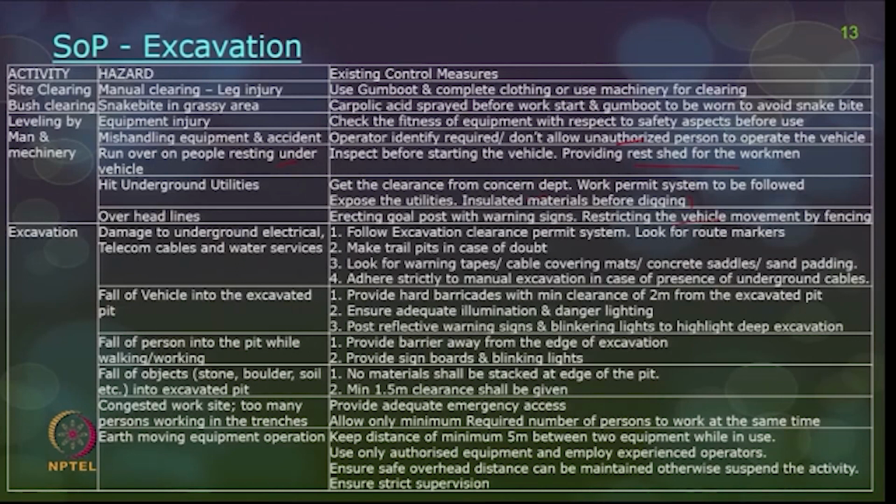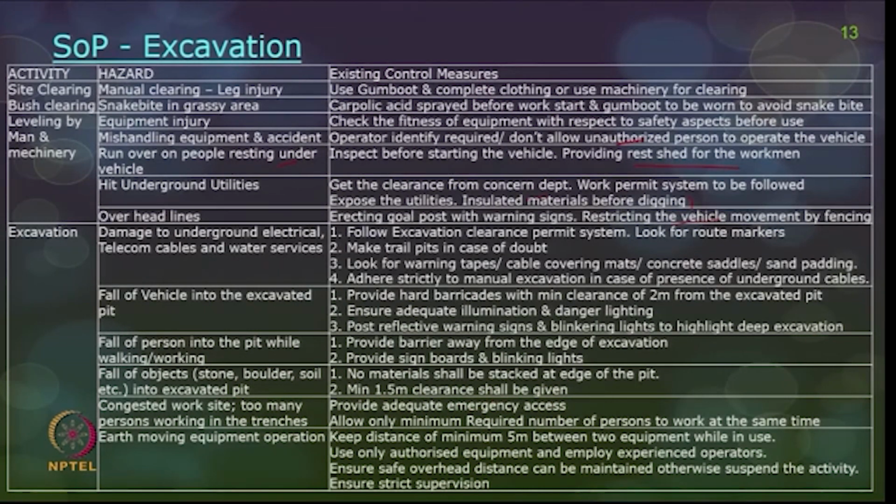Fall of vehicle into the excavated pit: provide hard barricades with a minimum clearance of 2 meters from the excavated pit. Ensure adequate illumination and danger lighting, post reflective warning signs and blinking lights to highlight the deep excavation. Fall of person into the pit while walking or working: provide a barrier away from the edge of the excavation, and provide signboards and blinking lights. Fall of objects into the excavated pit: no material should be stacked at the edge of the pit, and a minimum 1.5 meter clearance should be given.